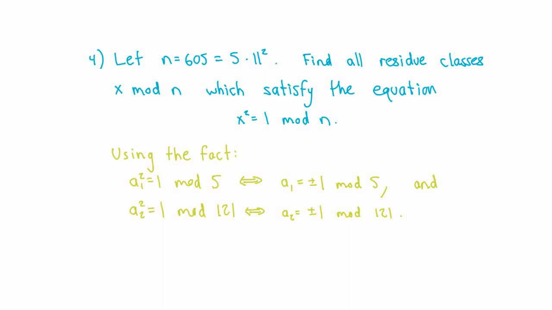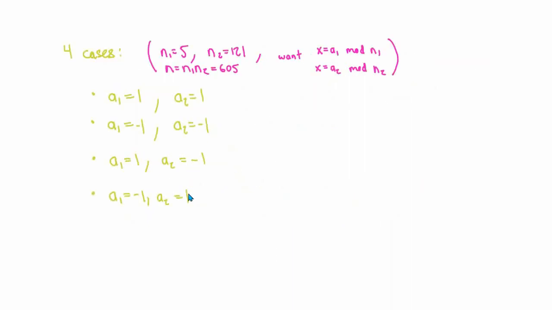Now, using that fact, we know that there are only two solutions to each of the equations a1 squared equals 1 mod 5 and a2 squared equals 1 mod 121. And so, since there are two choices for a1 mod 5 and two choices for a2 mod 121, there are four different pairs a1, a2 that we need to consider. For each of those pairs, any integer x which satisfies the equations x equals a1 mod 5 and x equals a2 mod 121 will be a solution to our equation x squared equals 1 mod n. So now all we have to do is go through each one of the four cases and solve the corresponding system of simultaneous equations.